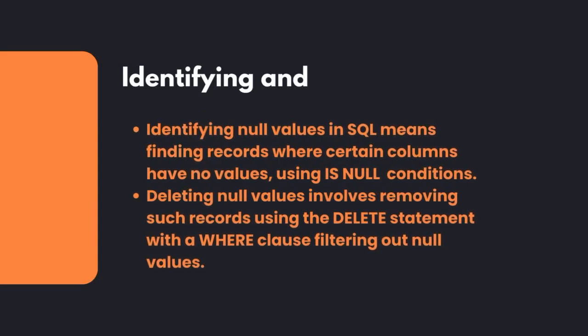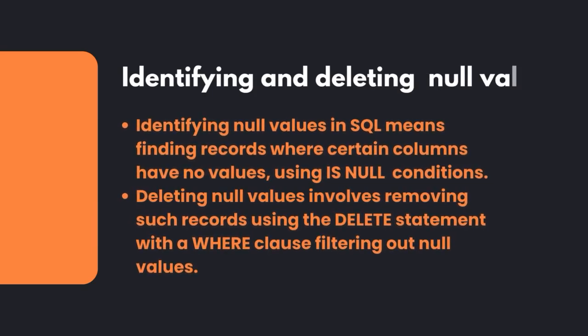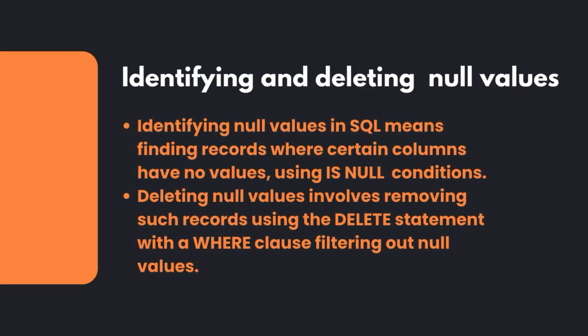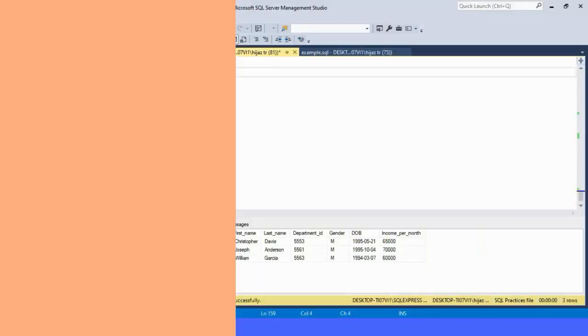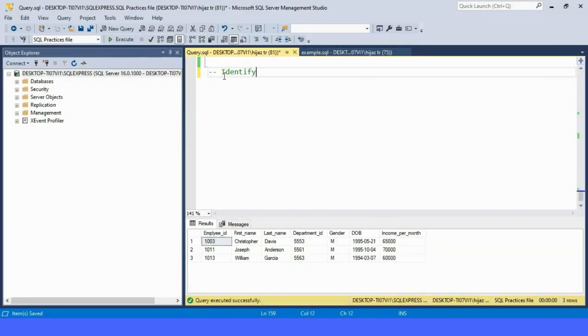Now we're going to discuss identifying and deleting the null values that are in our column. So basically the null values are the values that have no value in our column. To identify null values, we use the null condition, and to delete these null values, we use the delete statement in our table. Identifying and deleting null values is one of the important things that you encounter when you're using SQL.